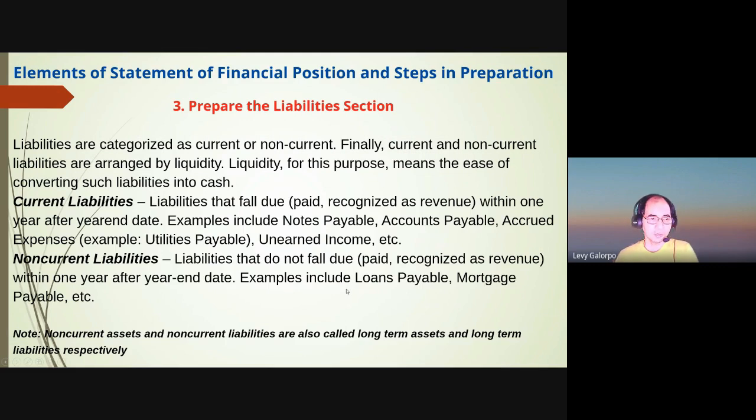Kung kayo ay may magulang, kamag-anak na nasa bangko, mapapaliwanag nila yan ng mas maayos sa inyo. Yung mortgage payable, anyway, nasa business math din naman yan. Ma-encounter nyo rin yan sa business math. Pero bibigay ko na yung overview. Mortgage payable, it is secured by collateral. Ang loans payable, normally wala. Unsecured. Non-current assets and non-current liabilities are also called long-term assets and long-term liabilities respectively.